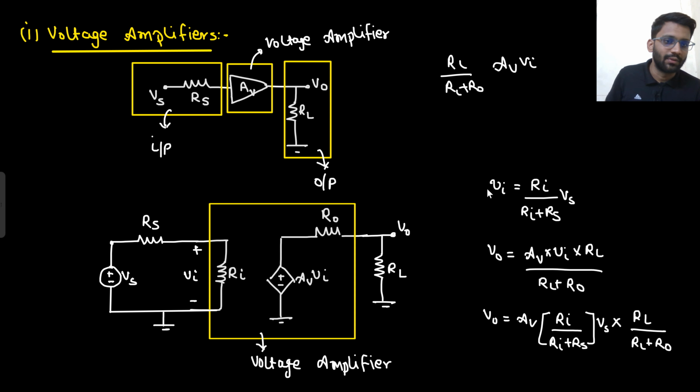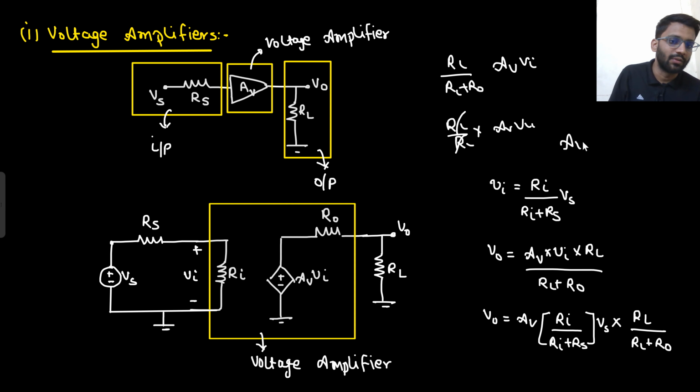If your R naught is 0, then what will happen? RL by RL into AV into Vin. So it would be 1 only. So the complete amplified portion is coming at the output if your R naught is 0. Well and good. So for an ideal voltage amplifier, R naught should be 0.